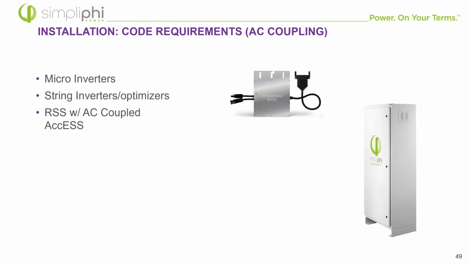If you're using our Access solution and you do require rapid shutdown compliance, if it's an AC coupled Access, so it's using microinverters on the solar array or even a string inverter, then it's already rapid shutdown compliant. The Access edition does not change anything.